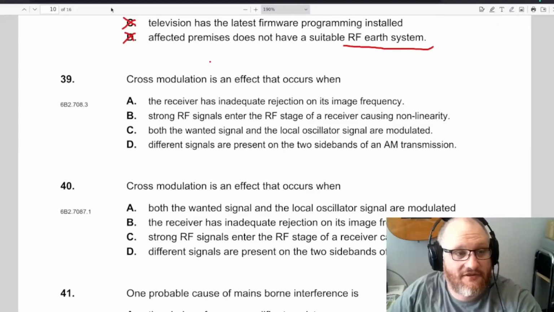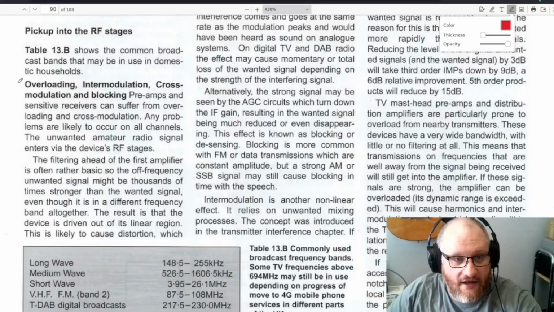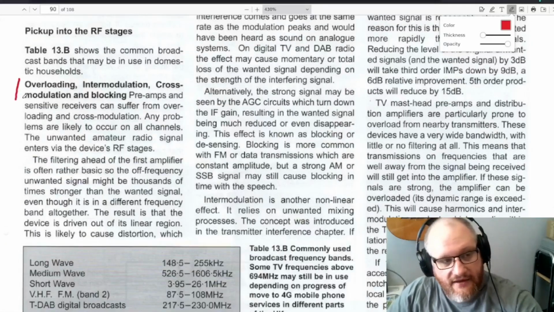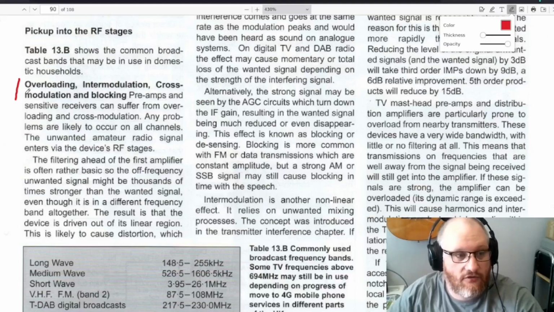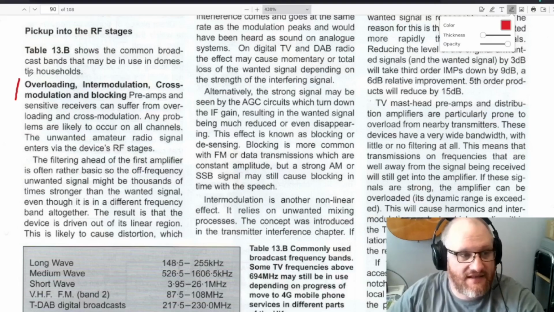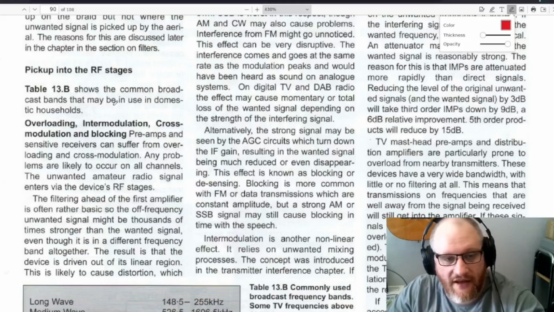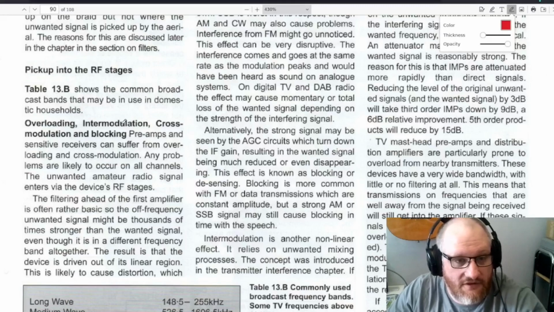So if we flip over to the full license manual, there is a section in the EMC chapter called Overloading, Intermodulation, Cross-Modulation and Blocking, and this describes a set of effects that can happen when an unwanted strong signal gets into your receiver and effectively starts interfering with what you're trying to listen to. Overloading and cross-modulation are two effects that can impact preamplifiers and sensitive receivers in particular.